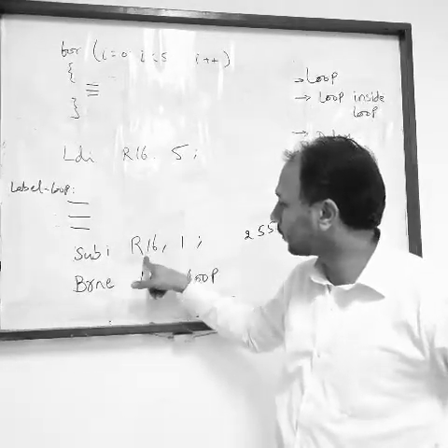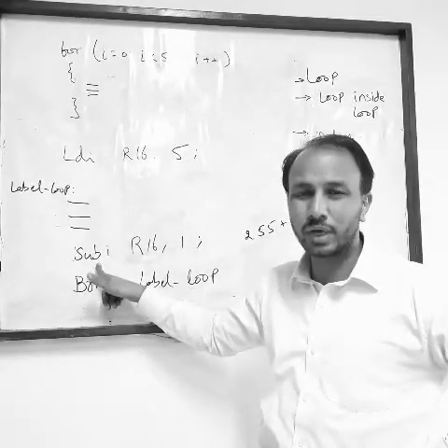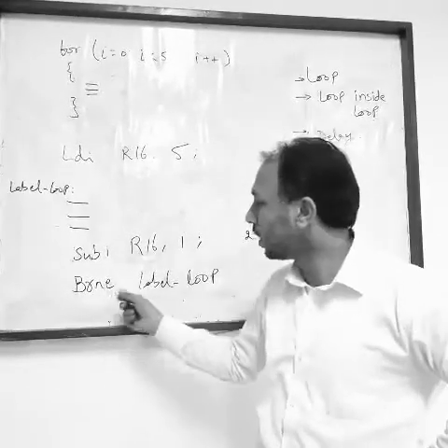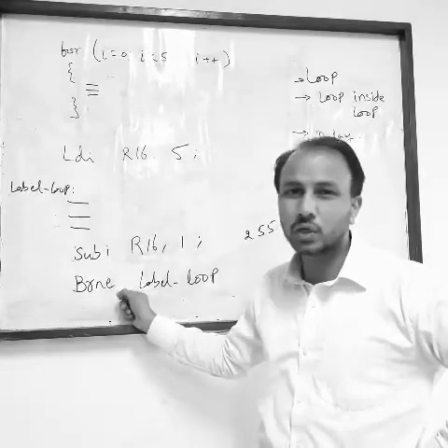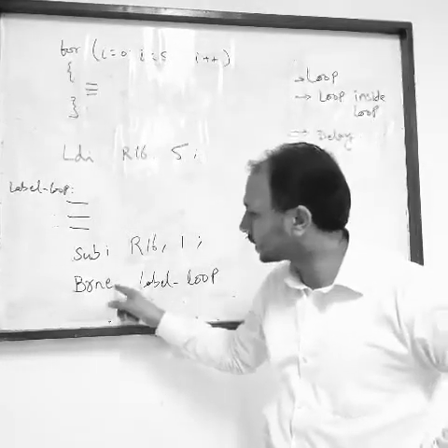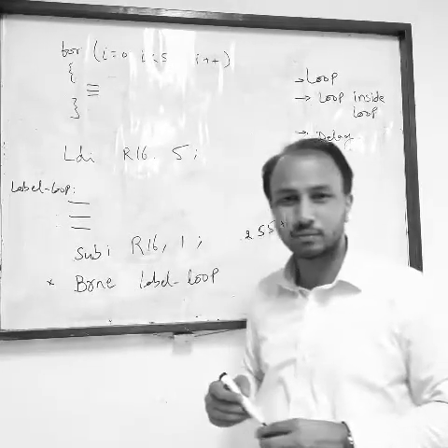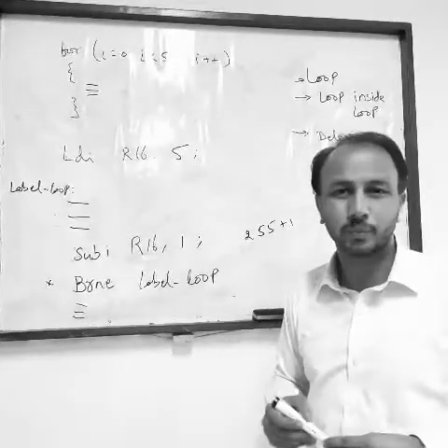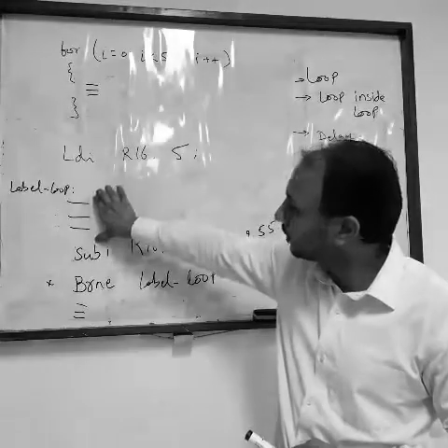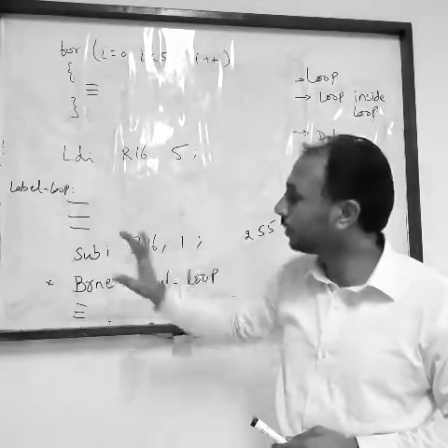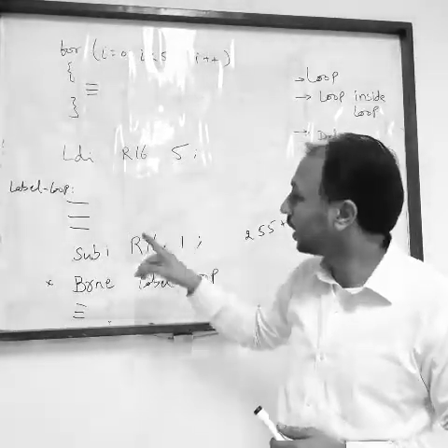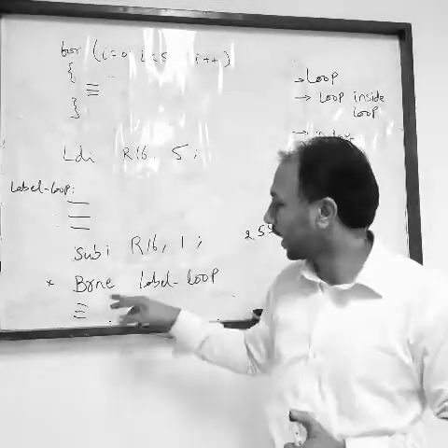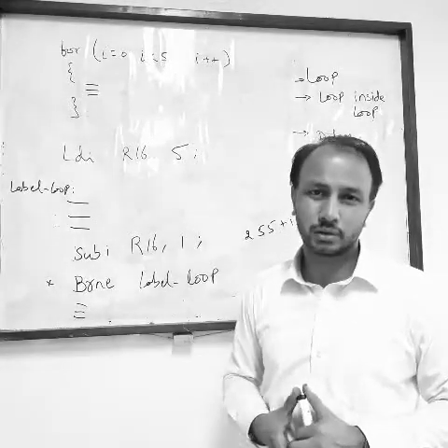After 1, what will happen? 1 minus 1 is 0. Now what will happen? The result is 0, so the Z flag is 1. The not equal condition is now false. What will happen? This jump instruction this time will not be taken, and it will bypass and come to this code. So this code will be run 5 times, executed 5 times, by using the counter in decrement fashion and using the not equal instruction.